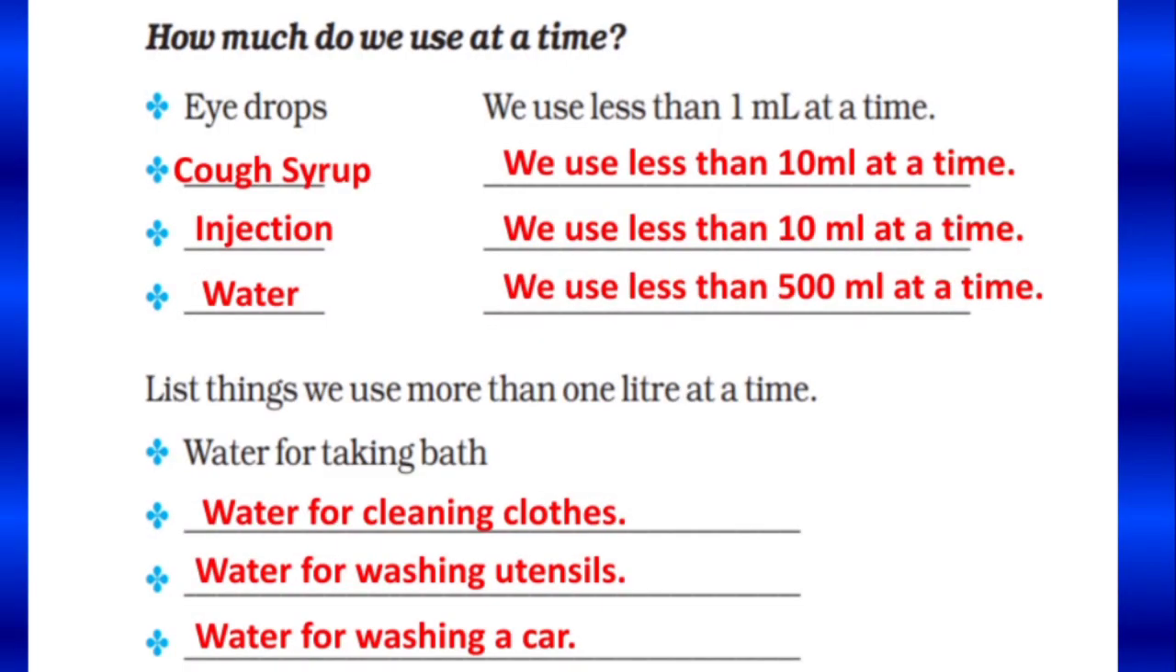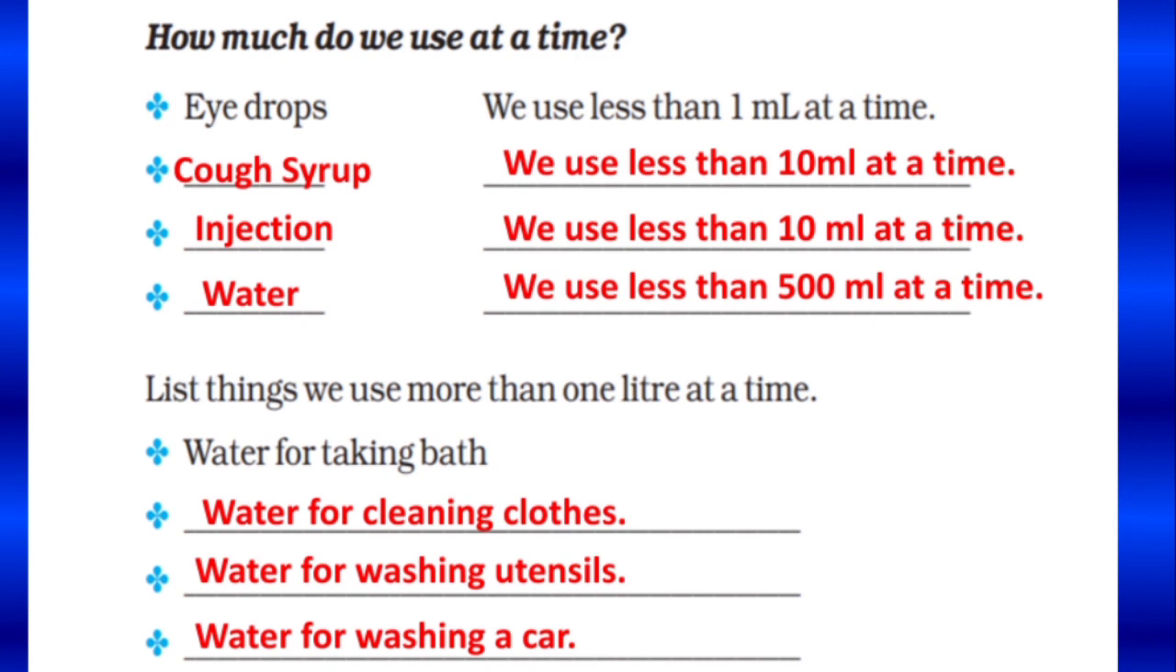Next, how much do we use at a time? So here you have to write any items, let's say eye drops, cough syrup, injection, water. So how much do we use at a time? In a time, how much you will be using? For eye drops, you will be using less than 1 ml at a time. Cough syrup, you will be using less than 10 ml at a time. Injection, you will also be using 10 ml at a time.